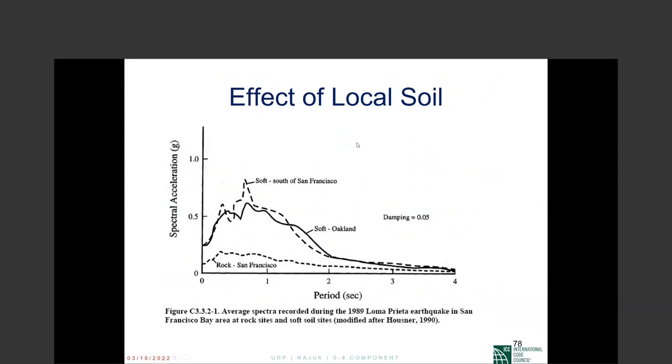And why we need to do that, this is here what we have measured. The horizontal axis is the period, and the vertical axis is the spectral acceleration. This is the bedrock acceleration, and this is where we have seen the effect of the soil. This is soft soil inside Oakland, and this is soft soil inside the south of San Francisco. So you will see how much the amplification of the motion will be due to the site effect.